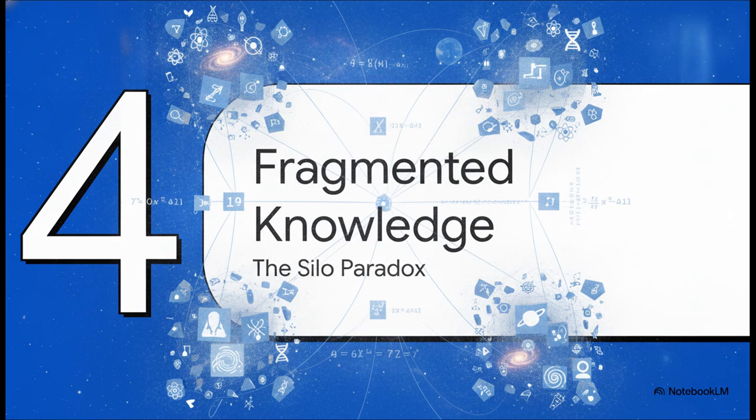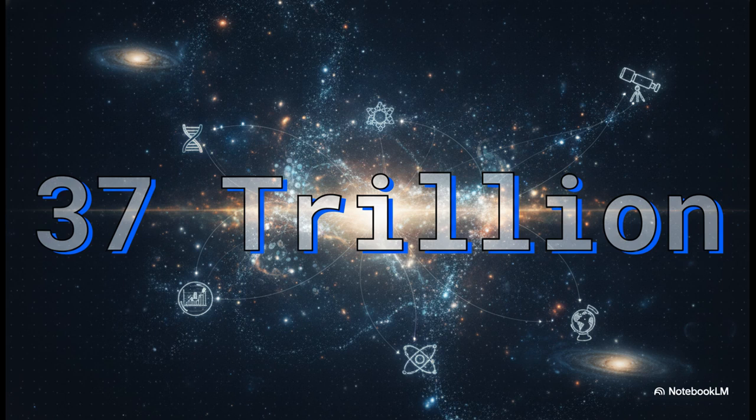And that brings us to Section 4, the fragmentation of knowledge. This highlights a really massive modern crisis, the fragmentation of knowledge, which is sometimes called the knowledge silo paradox. Never before in the history of human civilization have we possessed such a vast amount of data across so many different scientific fields. Just let this number sink in for a second. 37 trillion. That is the estimated number of cells in the human body. We only know this because of brilliant, incredibly rigorous biological research. But this staggering number also perfectly illustrates the sheer, overwhelming volume of fragmented data humanity has collected.